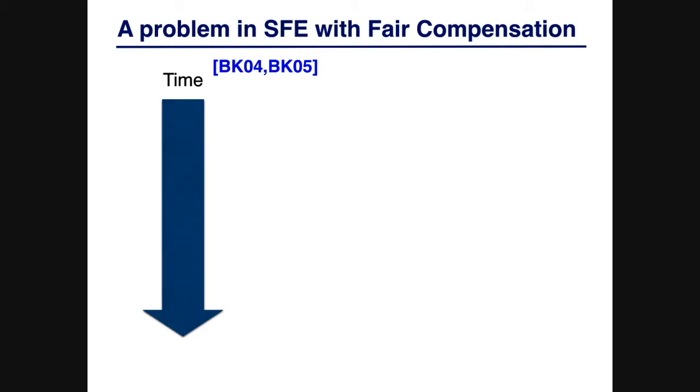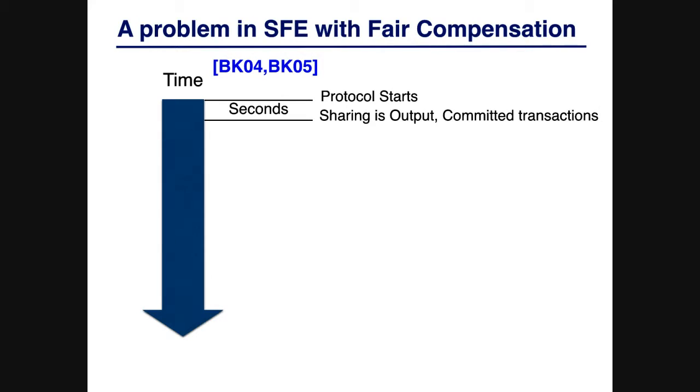And to see the issue, it's constructive to see the timeline of this protocol. So here's how the protocol proceeds with time. At some point, the protocol starts, let's say at time zero, and it starts computing the sharing of the output of the function. Depending on the protocol we're using, this might take a few seconds, maybe minutes, but after just a little bit of time, the sharing is computed, everyone has his share, and now they start making the transactions of the first step that can then be claimed by announcing in the end.